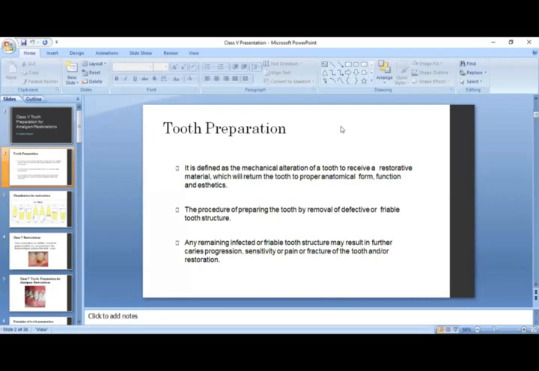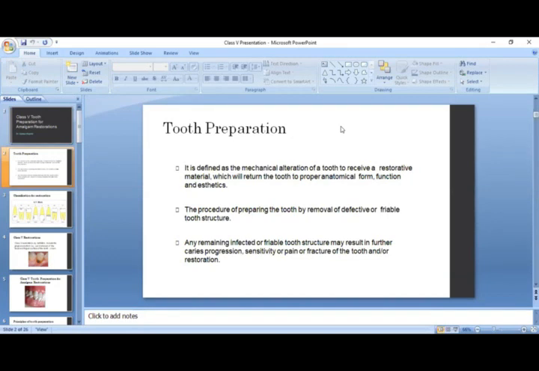Third, any remaining infected carious tooth structure may result in further caries progression. Say, for example, if you left the caries lesion on the tooth structure and you're expecting the restoration or the filling to be successful, it won't be possible because you left the caries lesion. So ultimately, on the defective tooth structure, where you failed to remove all of the lesion completely, if you put the restoration on that area, that caries lesion will ultimately progress because you left the caries lesion over there.